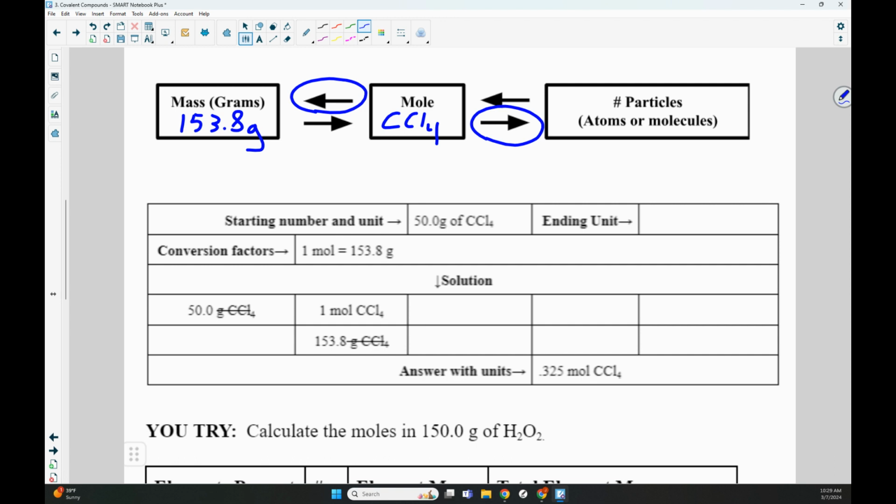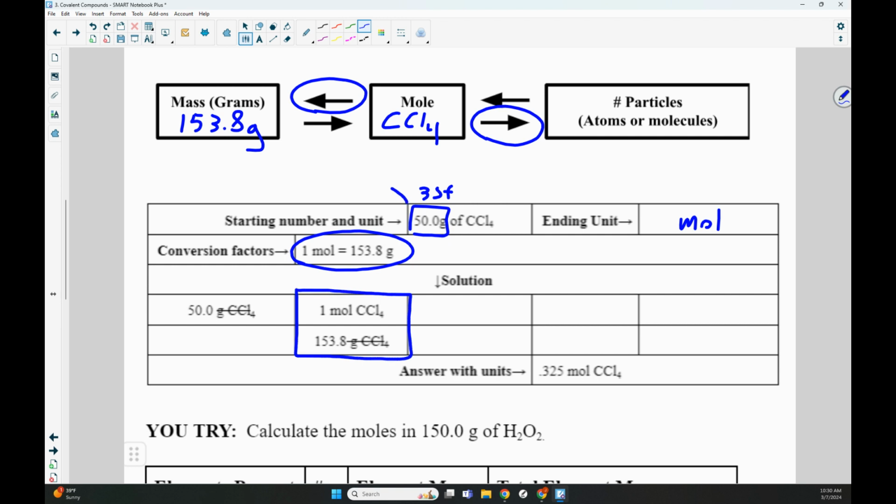So our starting number and unit from the problem, again, was 50.0 grams. Notice that we've got 3 significant figures in that number. Our ending unit, we're trying to figure out how many moles that is. So the conversion factor is the relationship between these two things, grams of carbon tetrachloride and moles. And that relationship we just figured out is 1 mole of carbon tetrachloride is equal to 153.8 grams. So that's going to be the conversion factor that I plug into the train tracks down here.